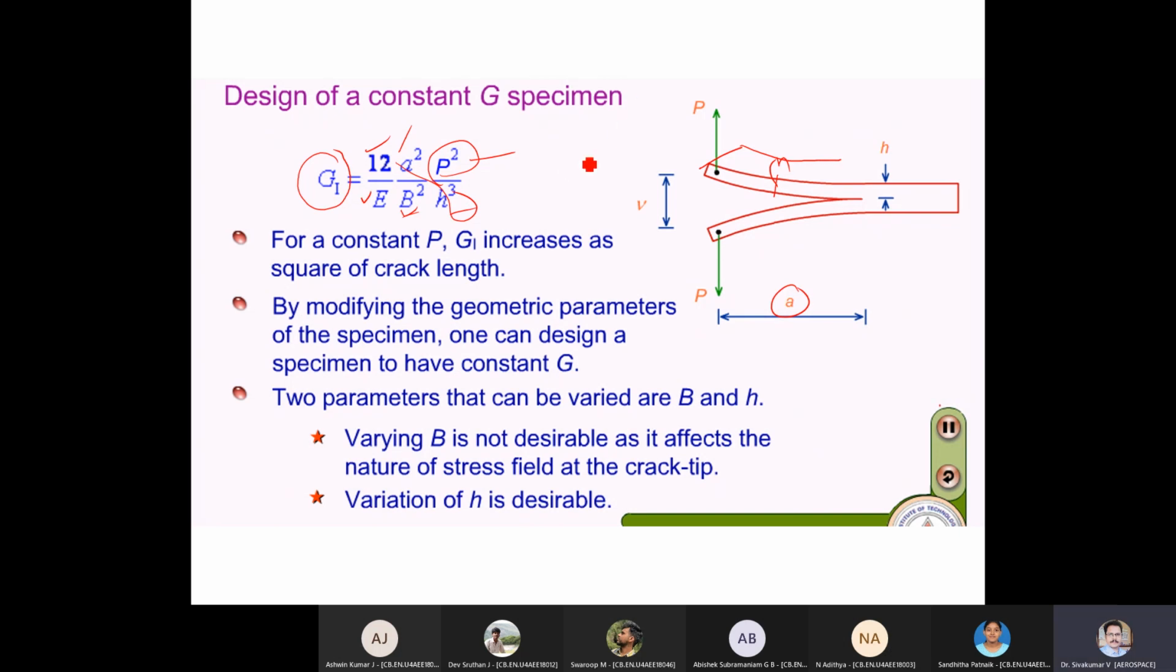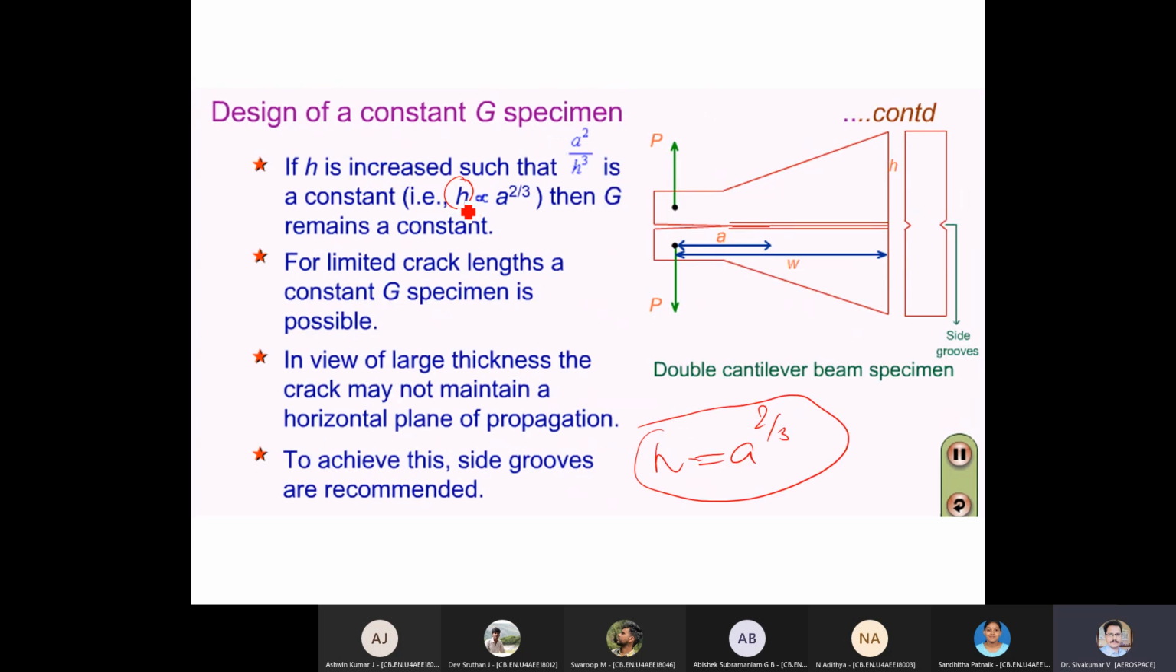Suppose for one particular P I get a certain G1. If somebody does the same test somewhere with the same load, they should get the same G. If you maintain this particular parameter, H to be made in terms of A to the power 2 by 3, this is the purpose. Then you can see here.